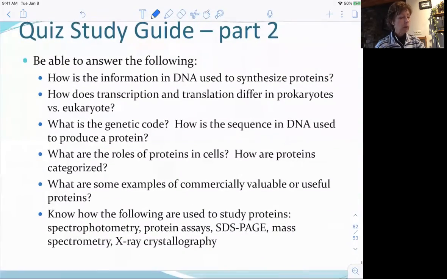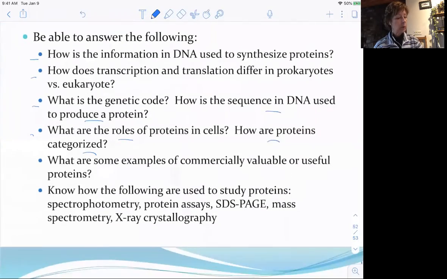And then what do we want to answer in terms of questions? How is the information in DNA used to synthesize proteins? How does transcription and translation differ in prokaryotes versus eukaryotes? So go back and look at those diagrams. What is the genetic code? How is the sequence in DNA used to produce a protein? What are the roles of proteins? How are proteins categorized? What are some examples of commercially valuable or useful proteins?